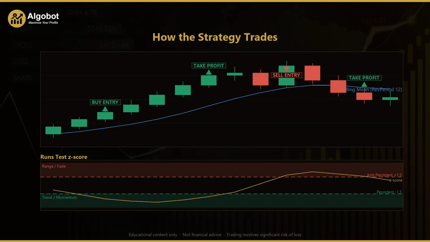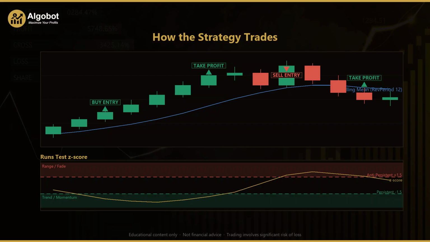From there, the fade plays out. Price rolls over on the 10th candle, then the 11th, each close stepping lower and pulling back toward that mean line. By the 12th candle, price reaches the take profit target at the mean and the short trade closes. This is the whole idea of the strategy in one picture. The same runs test statistic told us to follow the trend on the left and to fade the range on the right, and it produced a long trade and a short trade from two opposite playbooks.